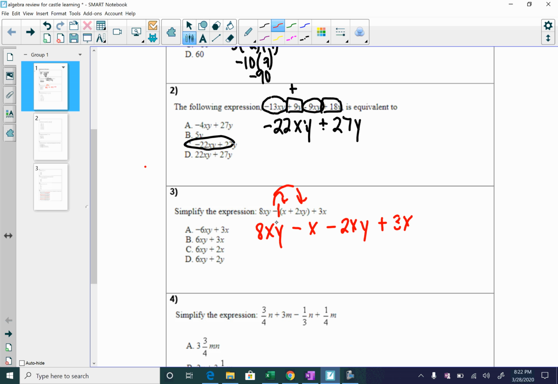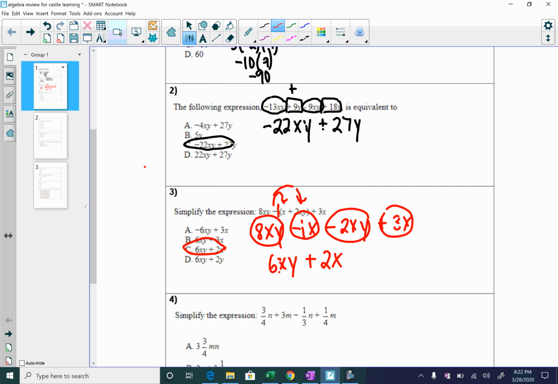Now I'm going to combine my xy term. So 8xy plus -2xy, however you want to type it in, is +6xy. And -1x plus 3x is +2x. So that gives me choice C. Okay, just be careful if you look at choice D. They tried to trick us there by putting 2y, so just really look at the choices carefully.